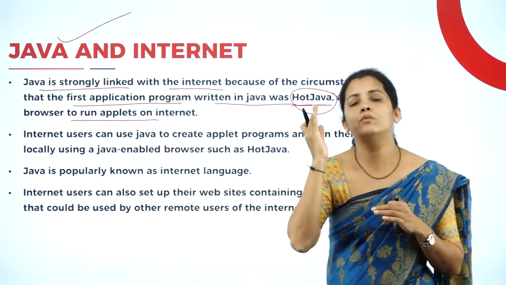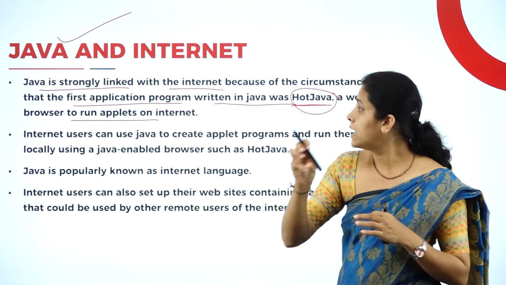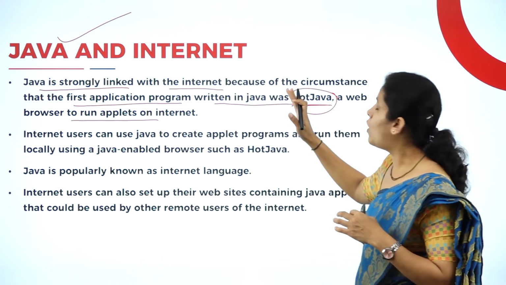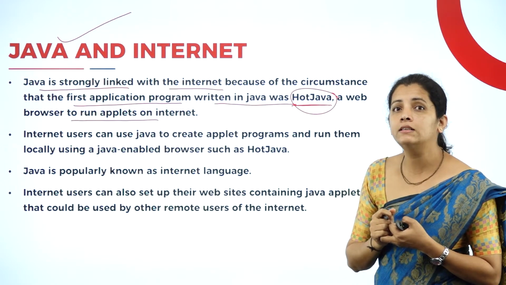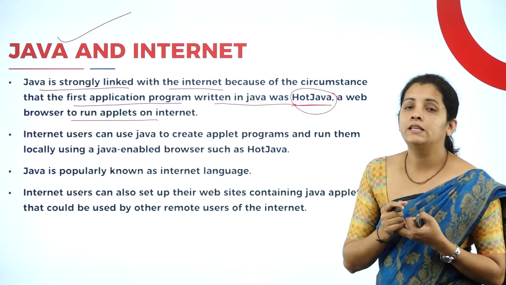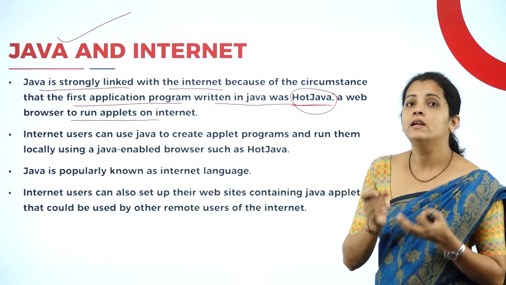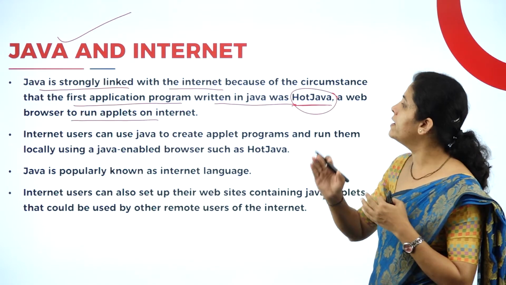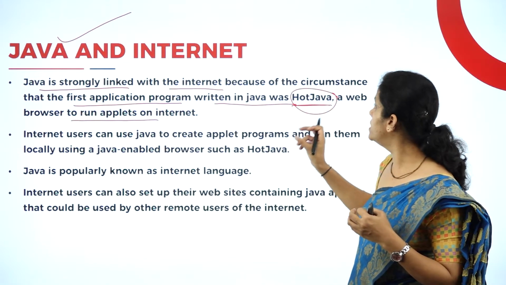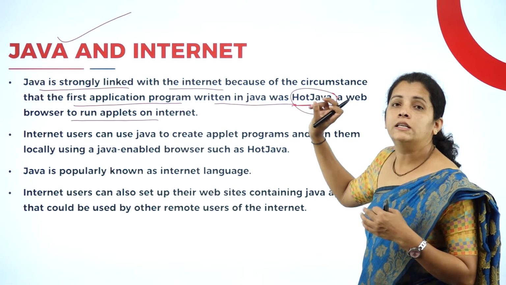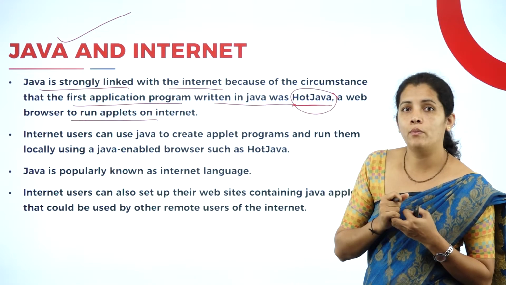Whenever you want to run any applet program on the internet, we are going to use HotJava. Then what is an applet? Applets are special programs that are linked in the web page in order to provide dynamic content. That means whenever I want to get dynamic content, I use an applet, and it is written or designed inside the web page.